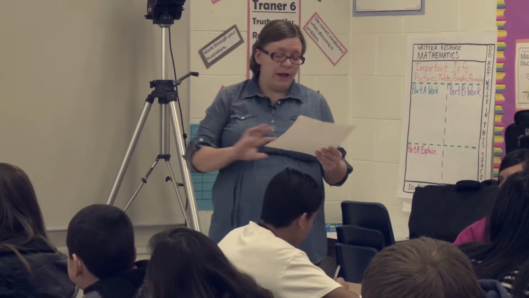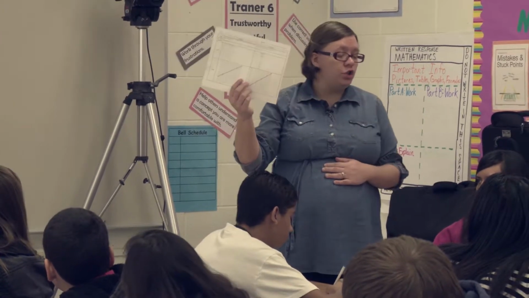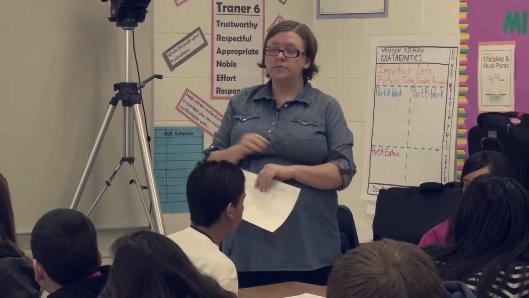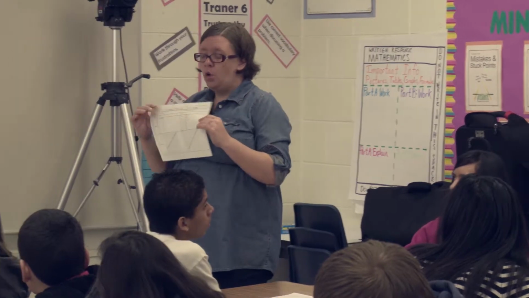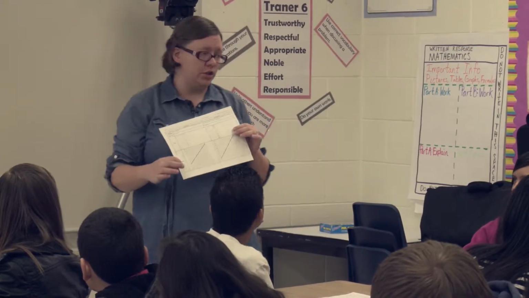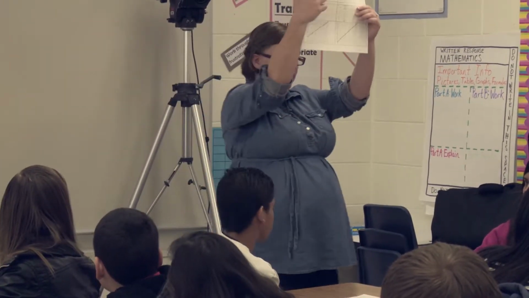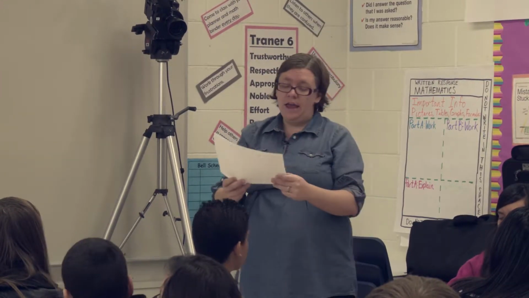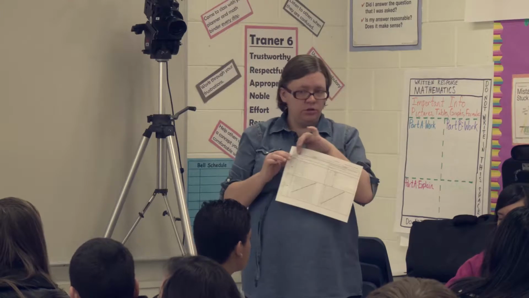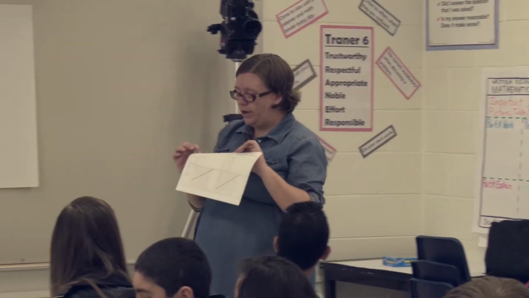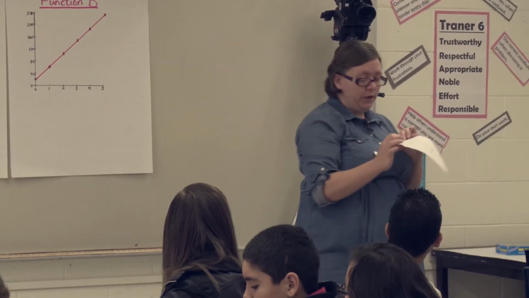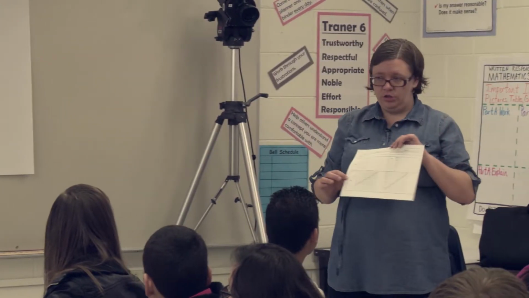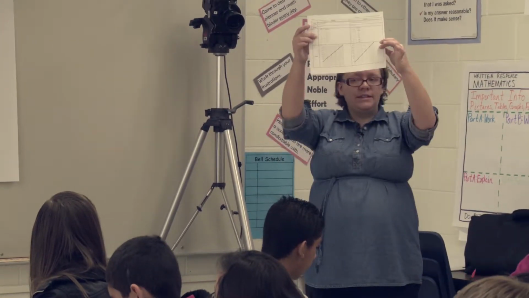Thank you. Okay. You have 2 functions with 4 representations for each function. Function A is on the left. Function B is on the right. And you have a verbal description for each. You have an equation for each, a table for each, and a graph for each. So everything is complete here.